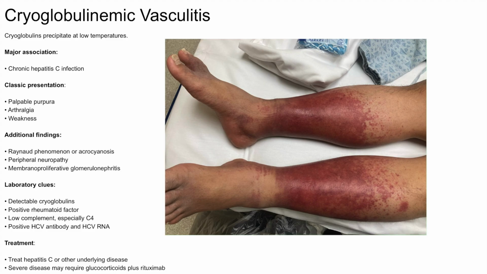Treatment should first target Hep C, the responsible disease, but patients with severe vasculitis or major organ involvement may also require those glucocorticoids and rituximab. And so the exam pattern to remember is palpable purpura and neuropathy or kidney disease in a patient with Hep C with low C4 and a positive rheumatoid factor.